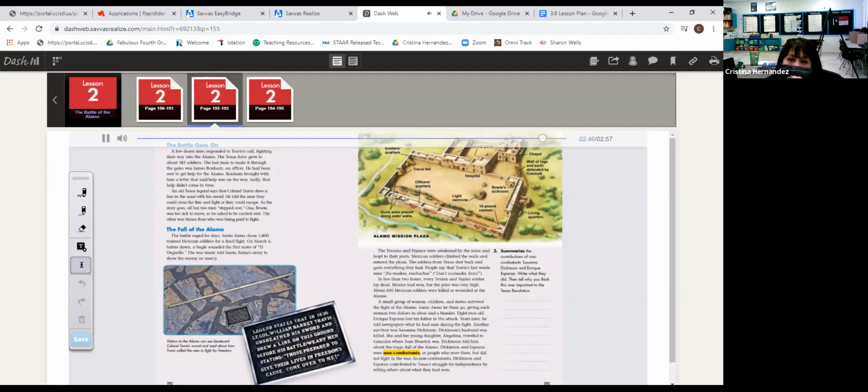3. Summarize the contributions of non-combatants Susanna Dickinson and Enrique Esparza. Write what they did. Then tell why you think this was important to the Texas Revolution.